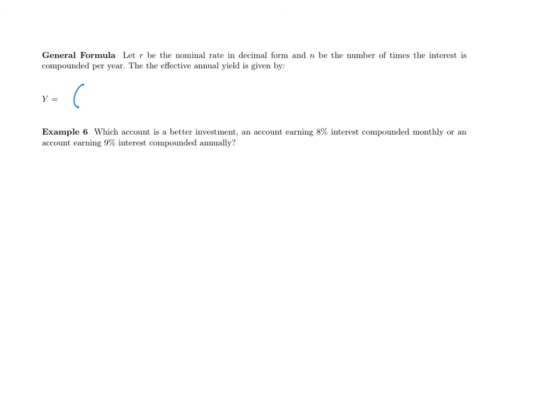It is 1 plus r, the nominal rate, divided by the number of times we're compounding, raised to the power of n, technically n times 1 because we only care about what happens after 1 year, and then we subtract the number 1. If you notice, this is exactly what we ended up with in the previous example. At the very end, when we solved for the effective annual yield, we had canceled the principal amount and basically just took this part of the exponential equation and subtracted 1 from it. I will use this formula in example 6 to compare 2 different accounts.